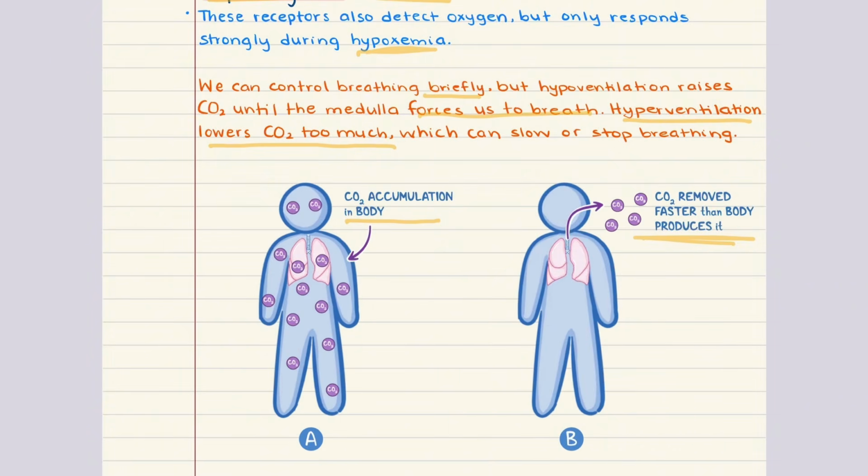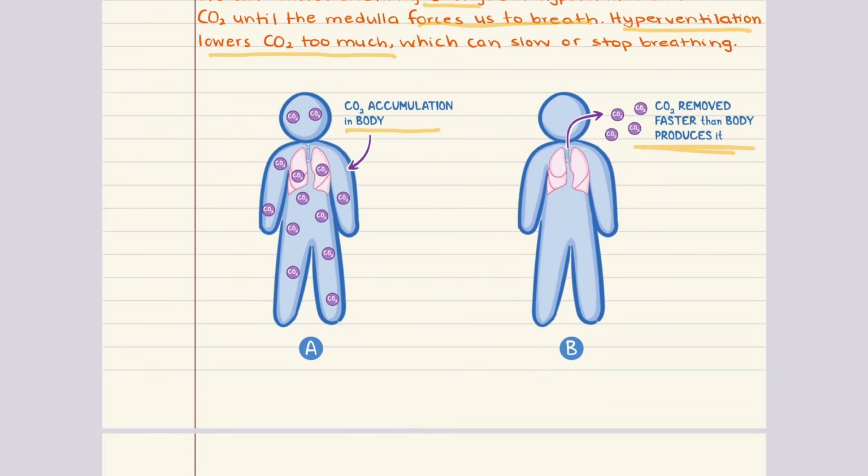Now, the two figures at the bottom here show this contrast. So in image A, we see carbon dioxide accumulating due to hypoventilation, meaning not breathing enough. And in image B, carbon dioxide is removed faster than the body produces it, which happens during hyperventilation.